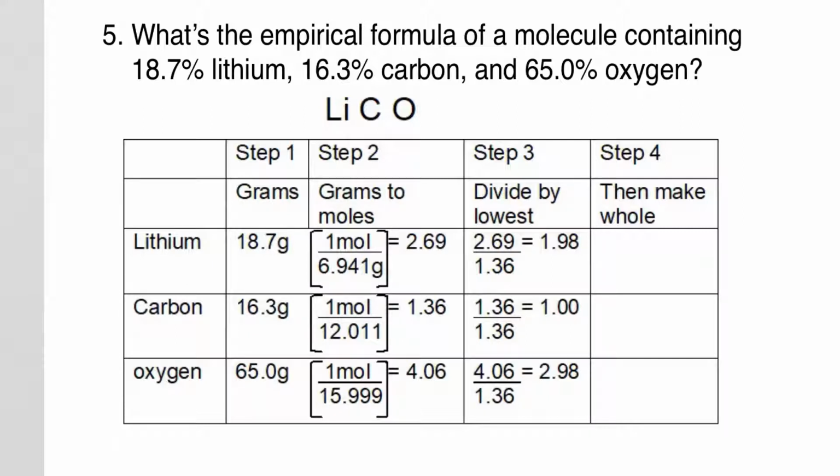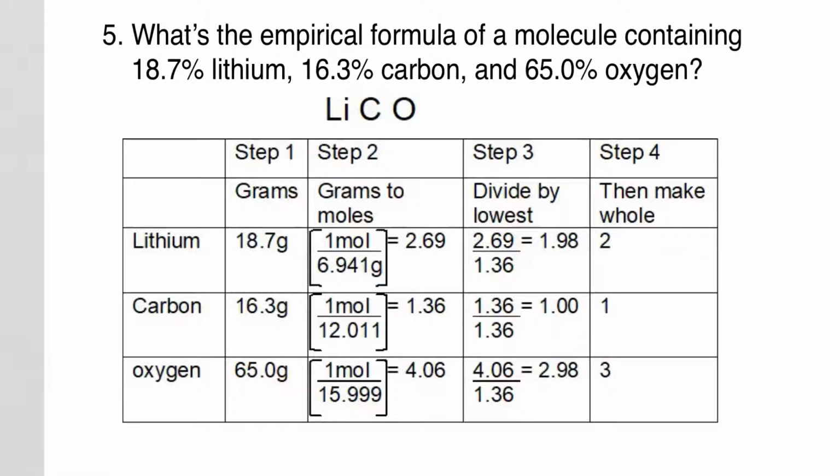Now I need to make all the numbers whole numbers. Right here I have 1.98, 2.98. Those aren't whole numbers, but they're close enough that I can round them to 2 and 3. So now I have whole number ratios for all my elements. I have 2 lithiums, 1 carbon, and 3 oxygens, and these will become my subscripts.